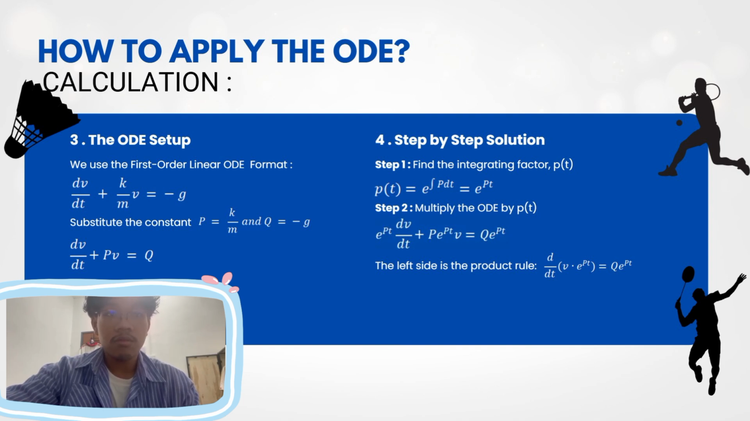Step 2: we need to multiply the ODE by e to the power of pt. So e to the pt multiplied by dv over dt, plus p multiplied by e to the power of pt multiplied by v, is equal to q multiplied by e to the power of pt. The left side is the product rule, which is d over dt of v multiplied by e to the power of pt, equal to q multiplied by e to the pt.